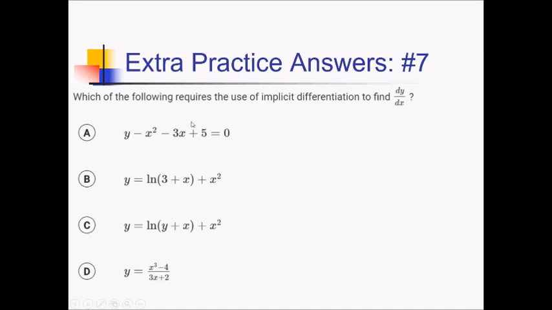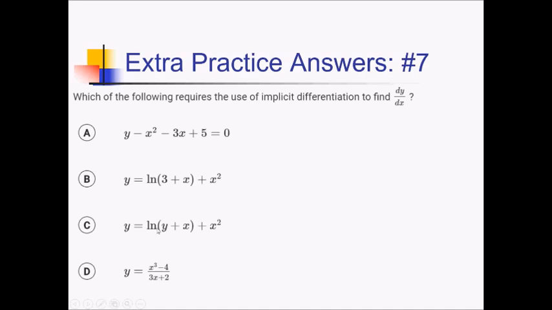For example, choice A, you might think, okay, this is an imp diff situation. Y is not by itself on one side of the equal sign, but you could add all this stuff to the other side and get y by itself and then take the derivative. So you don't need imp diff for choice A. Same thing with choice B. You could already take the derivative here.